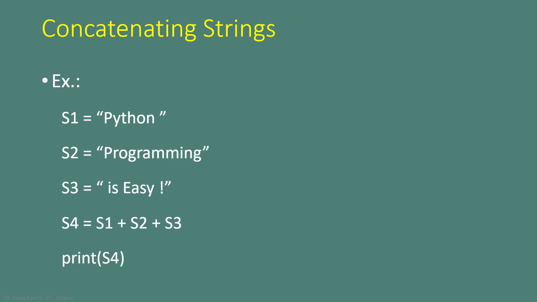Let's see another example. S1 is equal to Python, S2 is equal to programming, S3 is equal to is easy with an exclamatory symbol, and S4 is equal to S1 plus S2 plus S3. Now S2 will be concatenated with S1. We will be getting Python programming, and S3 will be concatenated with the result of S1 plus S2. Now we are getting the output as Python programming is easy.